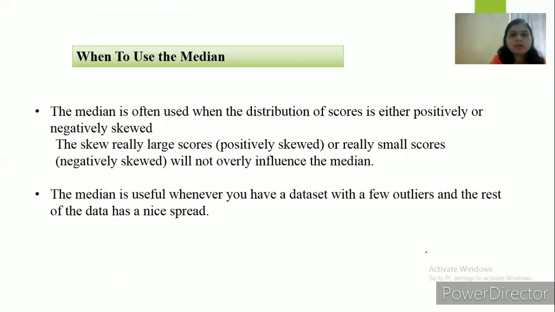The median is often used when the distribution of the scores is either positively or negatively skewed. That is, the median can be used as a measure of location when the distribution is skewed, when end values are not known, or when one wants to reduce the importance attached to outliers, because they may be measurement errors. Also, really large scores, that is positive skew, or really small scores, that is negative skew, will not unduly influence the median. And the median is useful whenever you have a data set with a few outliers and the rest of the data has a nice spread.